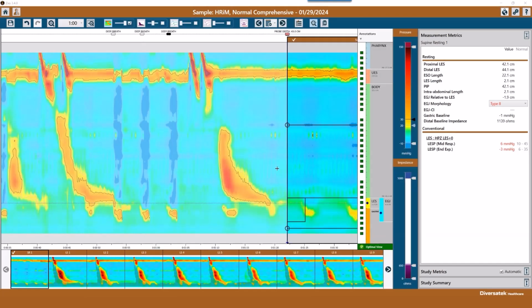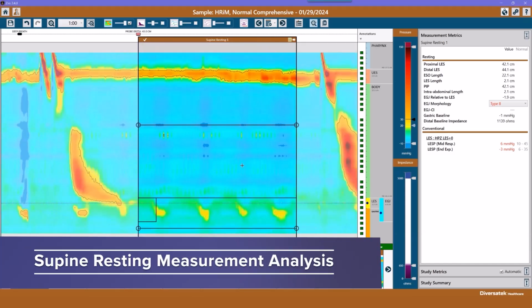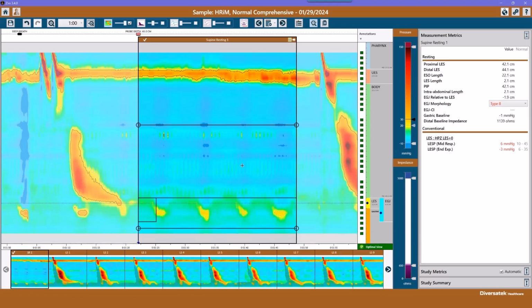Following a 60-second adaptation period, test swallows and 3 deep breaths were given to confirm that the probe transited the diaphragm. If supine swallows will be the primary position, then the supine resting measurement will be the first in this study. In the supine resting measurement, there's a new mark called the EGJCI mark.